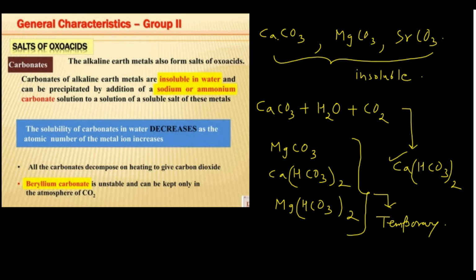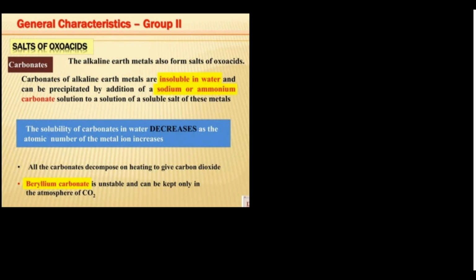So what is the meaning of that? Let me quickly remove all the things. Say you are having your beryllium carbonate, and after beryllium carbonate you are having your magnesium carbonate, and after magnesium carbonate you are having your calcium carbonate, and then you are having your strontium carbonate, and then lastly you are having your barium carbonate.